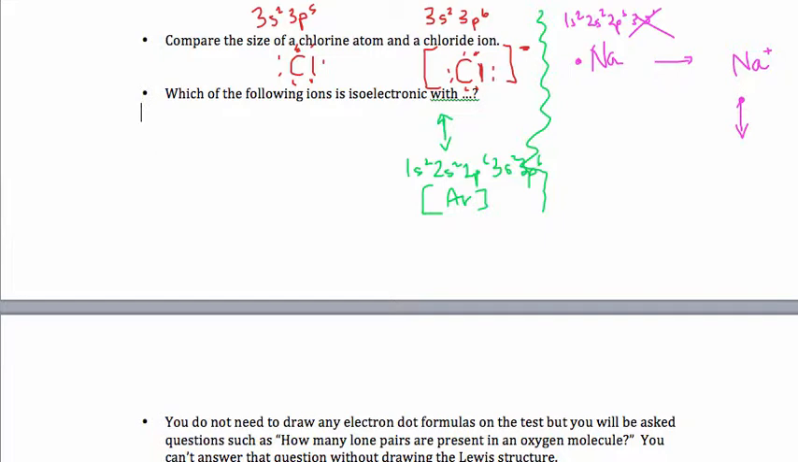So the isoelectronic question for sodium, what noble gas would sodium ion be isoelectronic with? It would be isoelectronic with neon. So when you get this question about isoelectronic, be thinking about noble gases. Atoms gain or lose electrons to achieve noble gas stability. Look for the noble gas that it becomes.